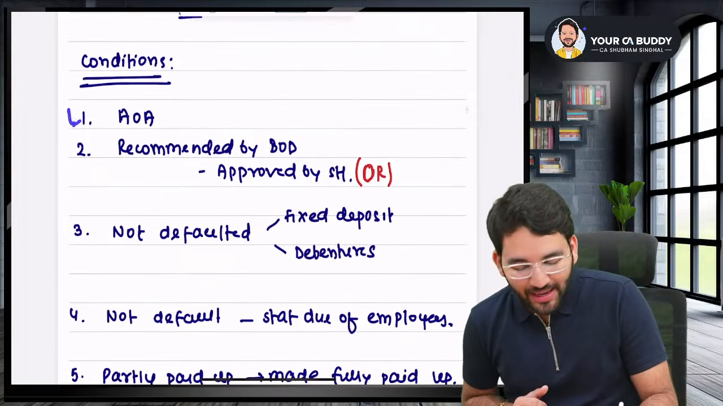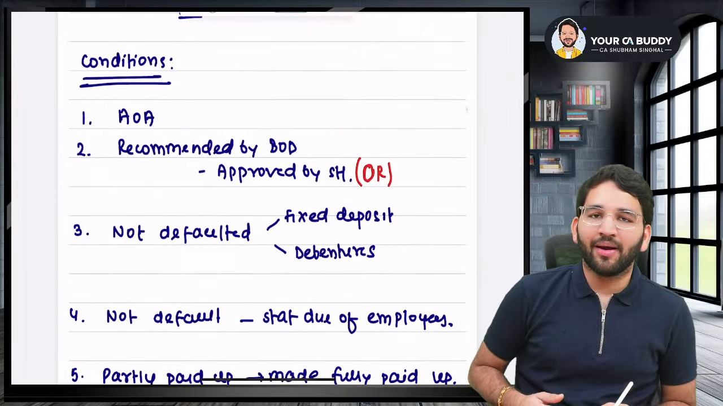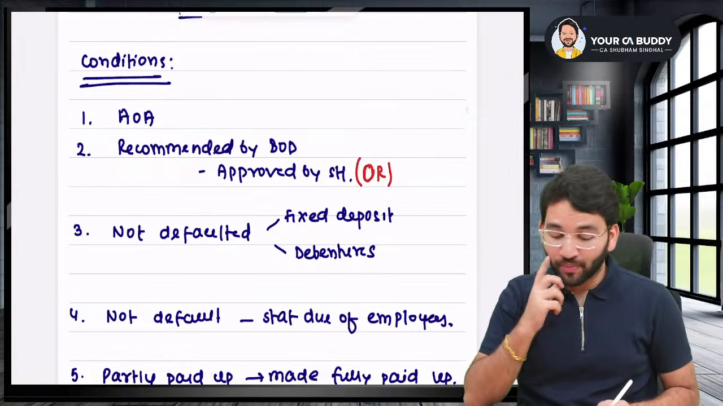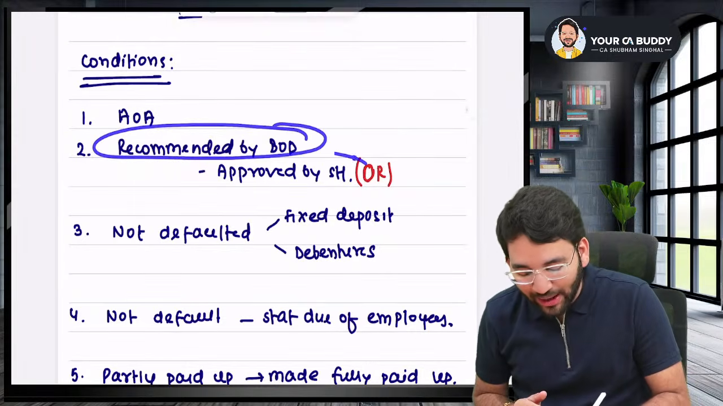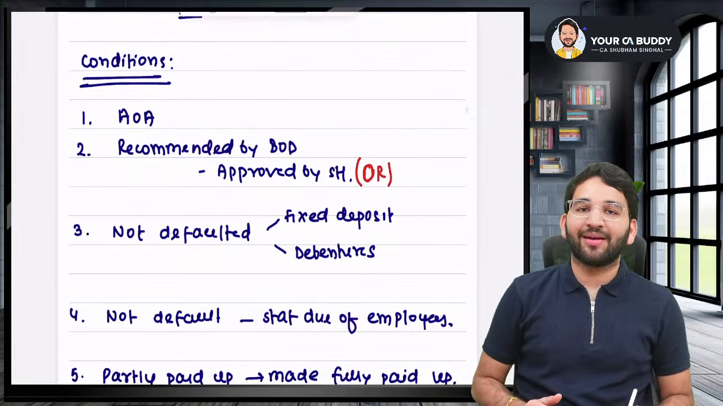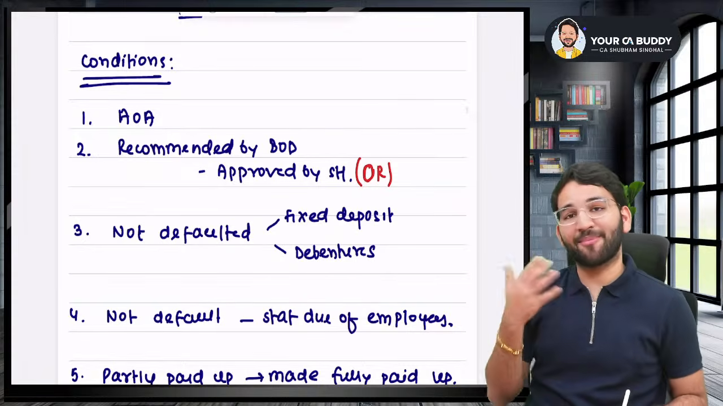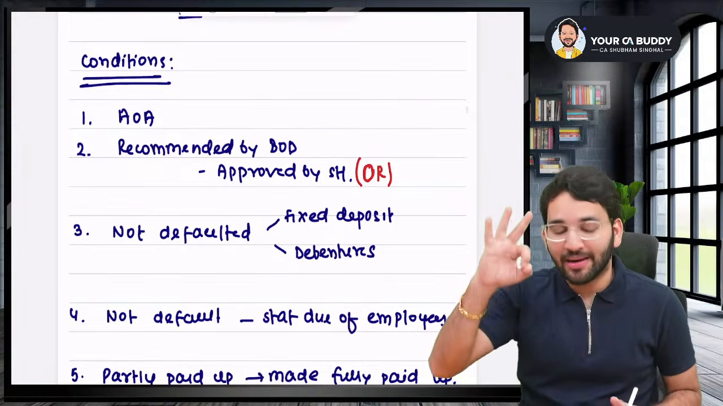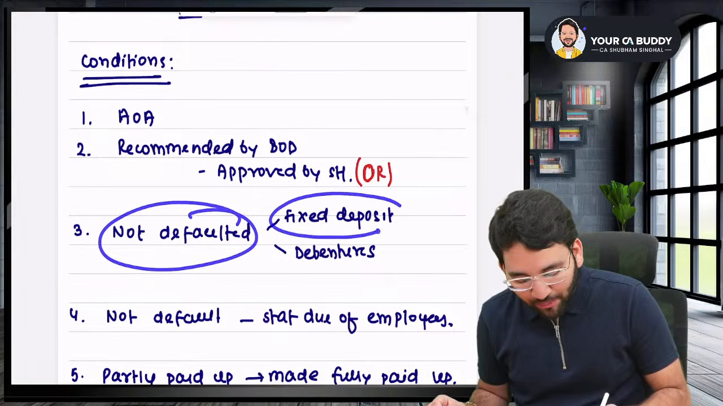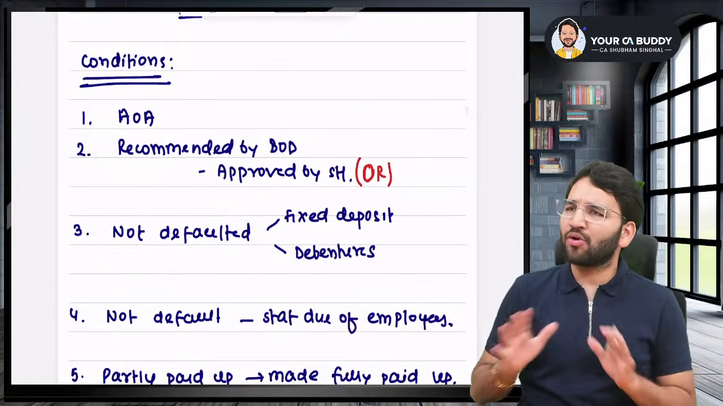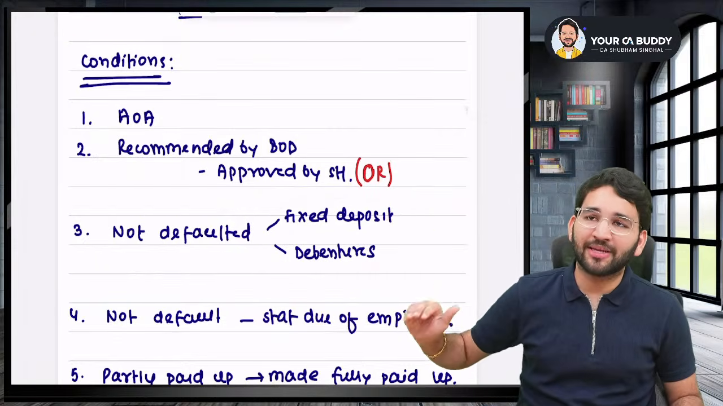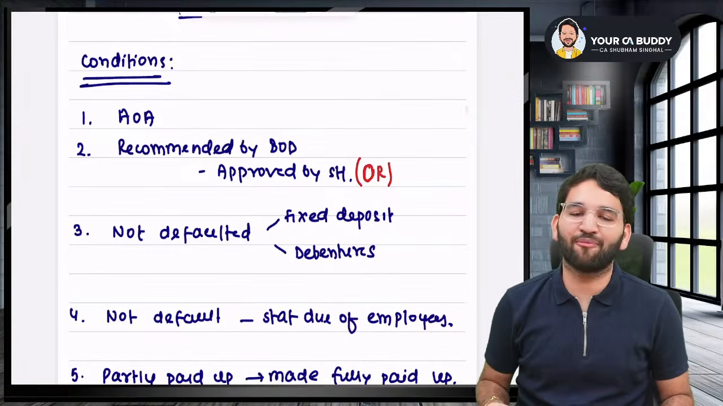Number one, sir, AOA should authorize the same. It should be authorized by AOA. Number two, bonus has to be recommended by the board and approved by the shareholders. Sir, just like dividend, it will be recommended by the board and approved by shareholders. Number three, you have not defaulted in your deposits or debentures. There are no defaults with respect to deposits, debentures. Only then you can go and give bonus shares.